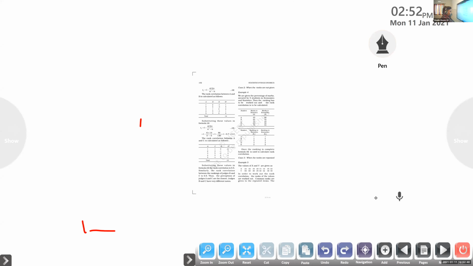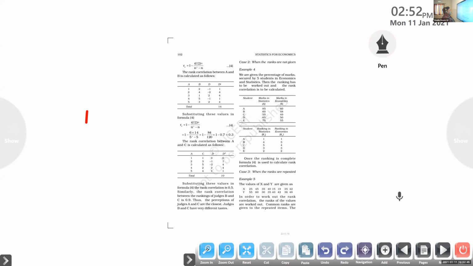Okay, so the second method also completed, and we are going to the third method. When ranks are provided, that we completed, and when ranks are not given, that method also finished. In both these conditions, the formula is the same. Only one thing in the second example, we want to find out the ranks. Only that is the difference.